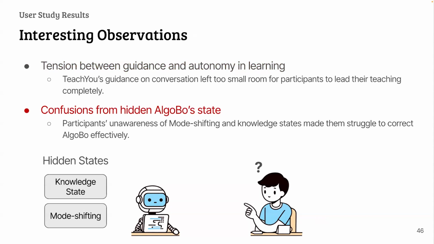Participants also commented on the difficulty of understanding AlgoBo's state. Since participants were unaware of AlgoBo's novice state and mode, participants often struggled to give the most effective instructions. Although we hid the knowledge state and the state of mode shifting to reduce complexity, revealing them can possibly make learning by teaching activities more straightforward and effective.